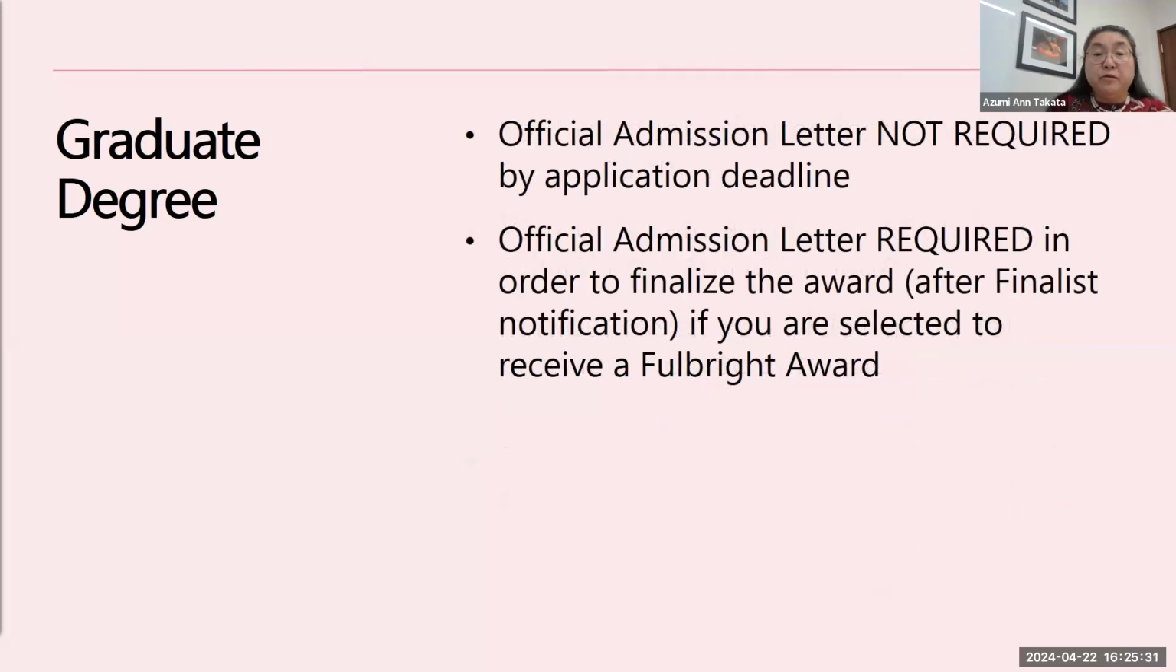As I mentioned before, the official admission letter is not required by the application deadline, but it will be required later in the process and definitely before they can finalize the award after your finalist notification. If you're selected to receive the award, then at that point you will be asked to submit the official admission letter from the graduate program to finalize your award and say, yes, you're set to go enroll in the graduate program and you have the Fulbright funding to do it. Okay.